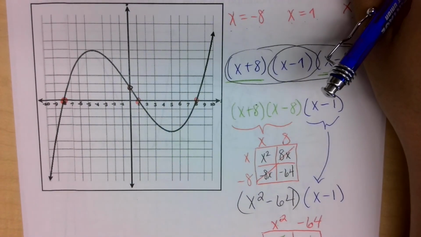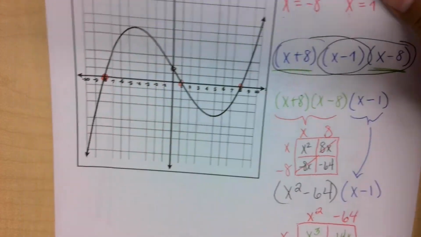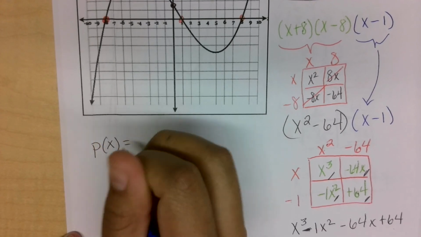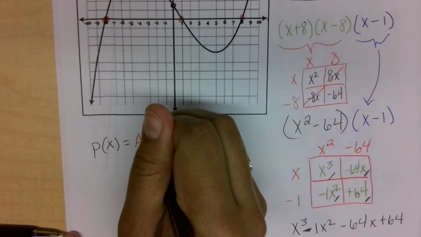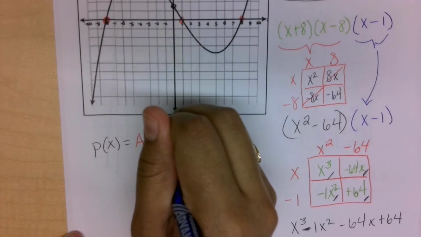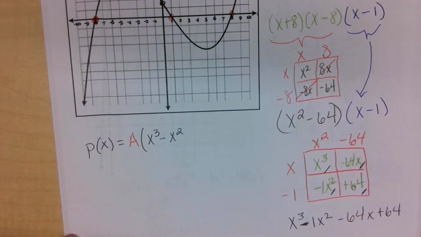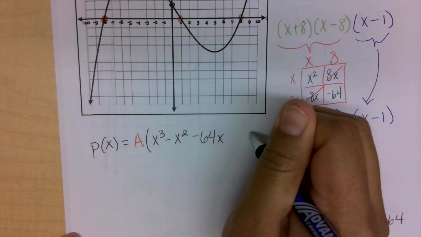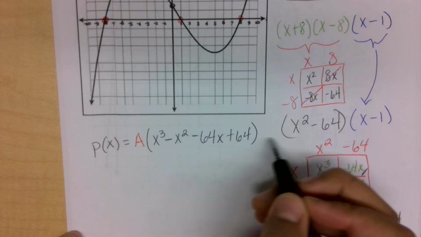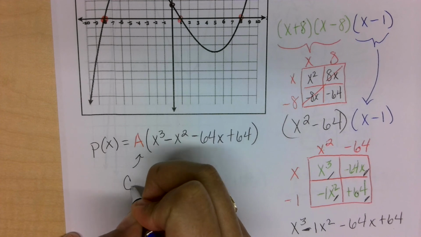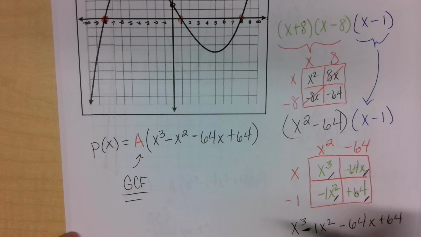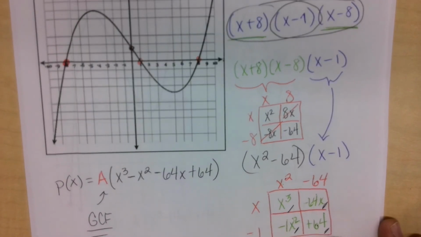That implies that we have a GCF. So my answer is going to be the polynomial equals some number that was taken out, that we can't see, that we don't know, times x to the third minus x squared minus 64x plus 64, like that. So that would be your answer because of the GCF that we multiply. You could find it, but that's more work, and I'm just kind of trying to get the general idea in there for you guys.